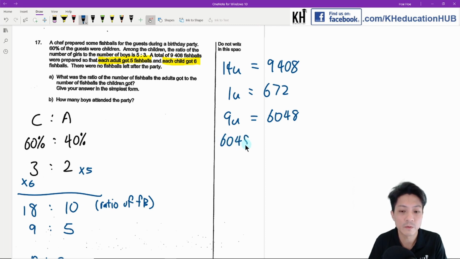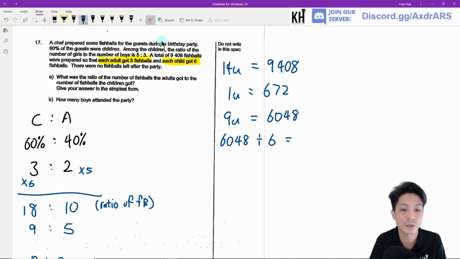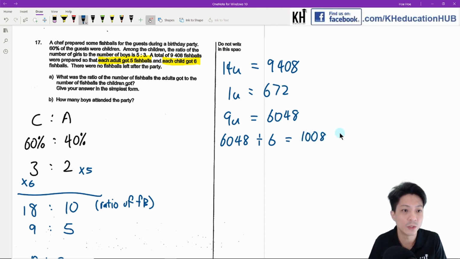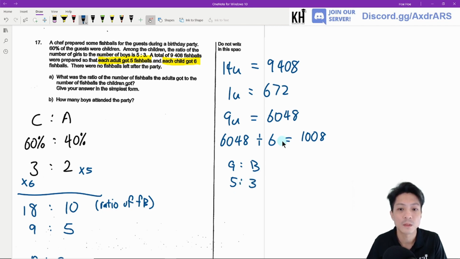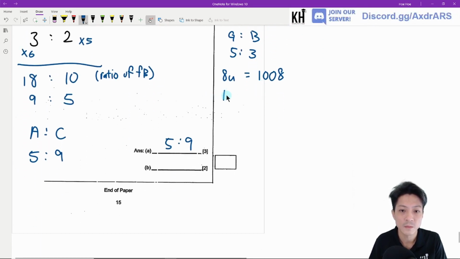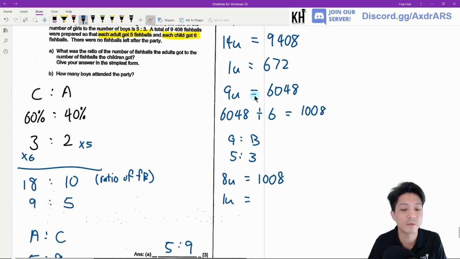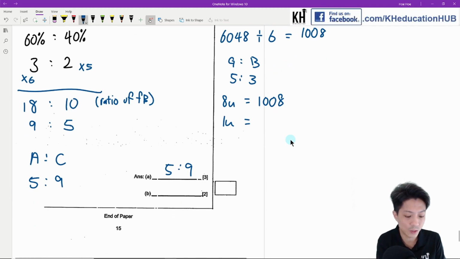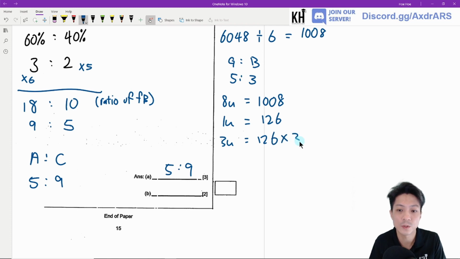So I'm going to use 6,048 divided by 6, because each child got 6 fish balls. 1,008 is the number of children. The ratio of the number of girls to the number of boys is 5 to 3. Which means that over here, 8 units is equal to 1,008. Just take note, this unit over here is different from the unit on top. If I want to find the number of boys, I need to find 3 units. So 1,008 divided by 8 will give me 126. 126 times 3 is equal to 378.